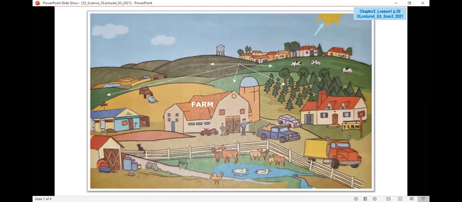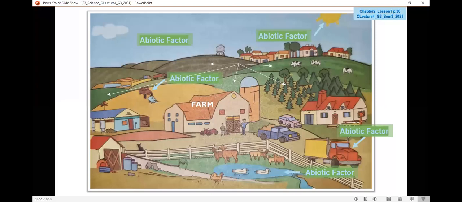Bravo, Maya. Excellent. The cars, bravo. The cars are non-living things. Truck. Abiotic factors. The air. Okay, the water is also a non-living thing. The air, as you said, is non-living. Water is not a living thing.